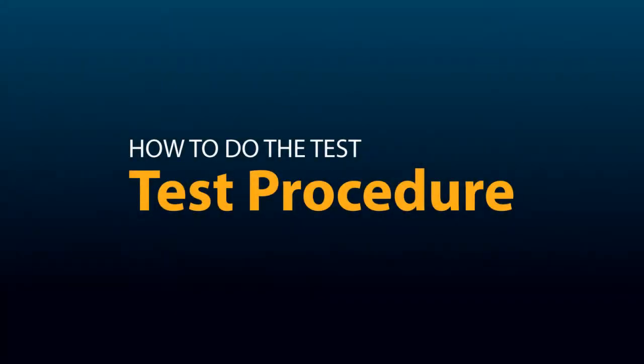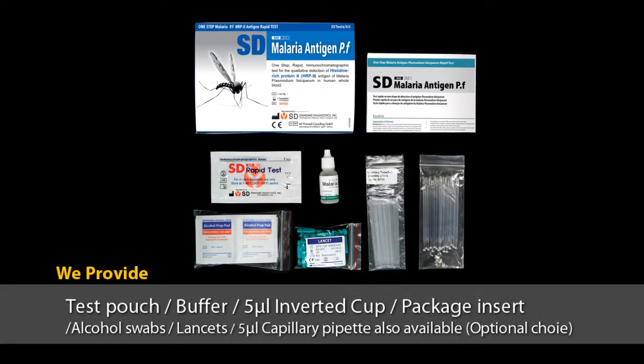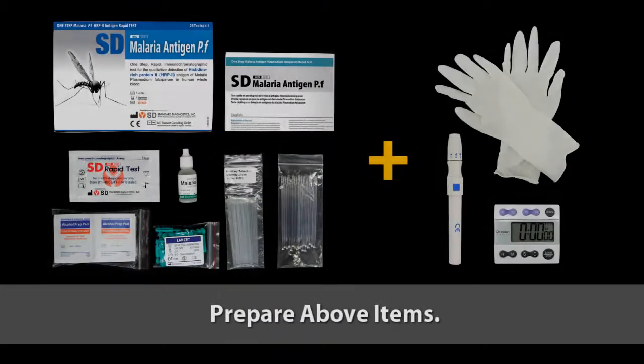SD Bioline Malaria Rapid Test is easy to use. The materials included in the kit are test pouch, buffer, inverted cup, package insert. Alcohol swabs and lancets are optional material. Capillary pipette is also available when required. These materials should be prepared before starting the test.